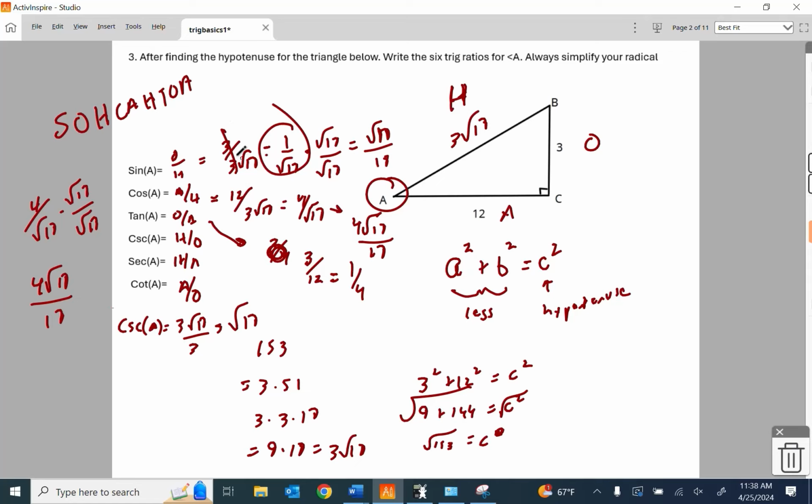Cosecant is the reciprocal of sine. You could have flipped. Secant is hypotenuse over adjacent. So secant is going to be 3 root 17 over the adjacent length of 12. 3 over 12 is a quarter. So root 17 over 4. And the last thing is cotangent. Cotangent is the reciprocal of tangent. Tangent was a fourth. Cotangent is 4. Or 12 over 3, which is 4.